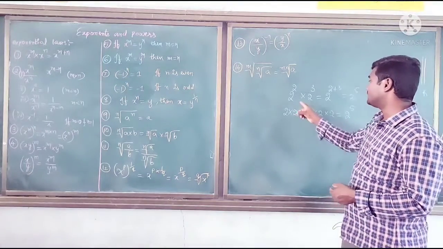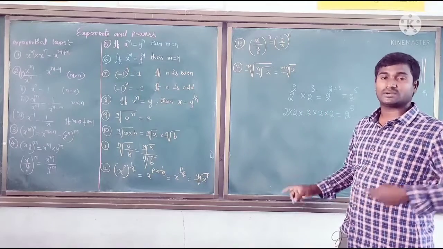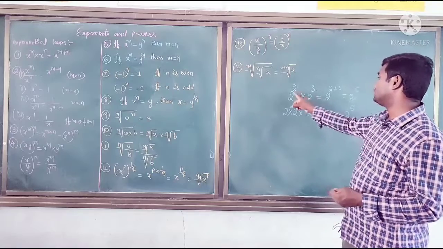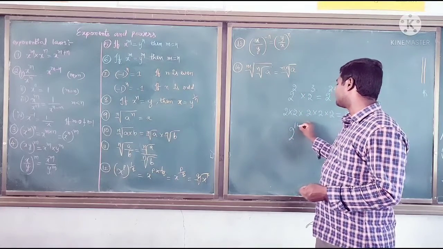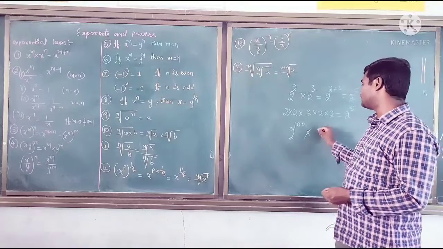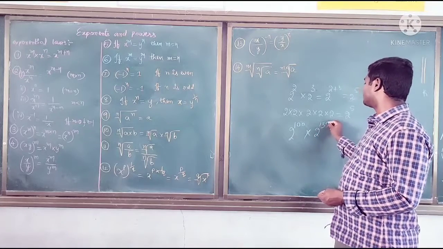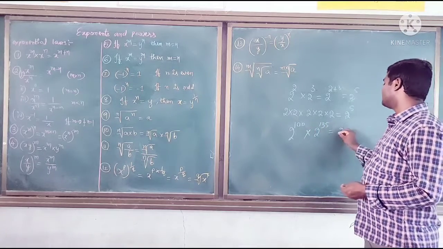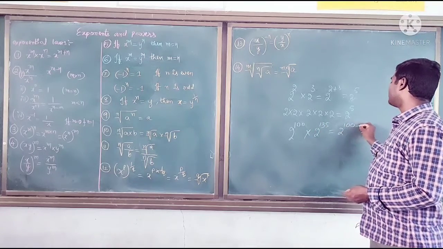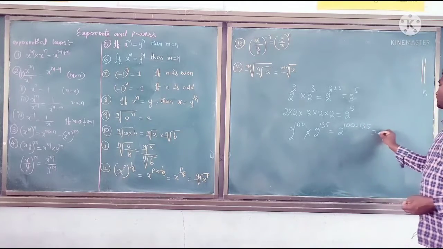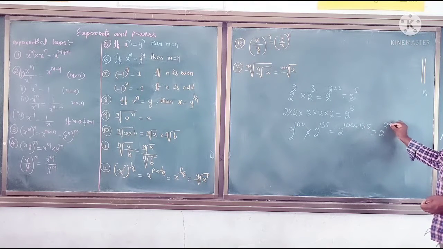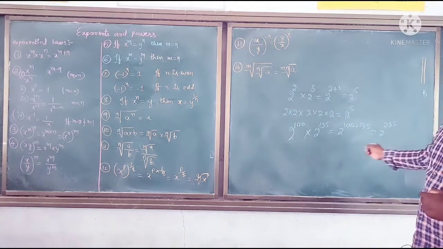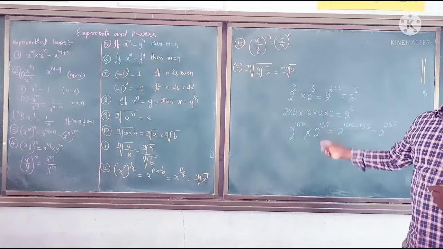If you expand in this form for bigger numbers, it will take more time. So we have the formula: 2 power 100 into 2 power 135. So this we will get without expanding in this manner. We can write the answer, that is 2 power 100 plus 135, which is equal to 2 power 235. 2 power 235 is the answer. So for this purpose we can use it.